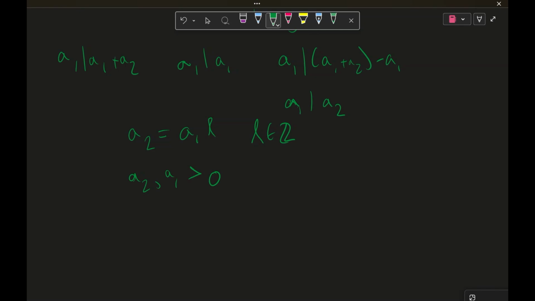So A2 must be greater than or equal to A1, but we cannot have that because they are also distinct. That is one thing the problem said. So thus A2 is greater than A1. Okay, A2 is greater than A1.